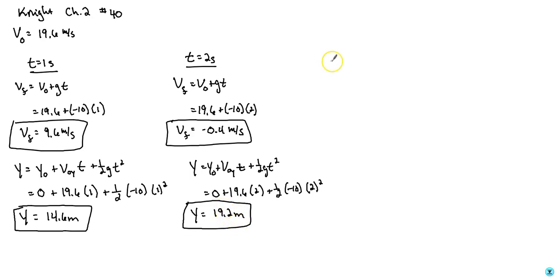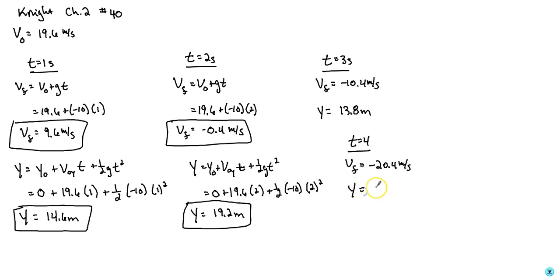All right, if we did the rest of this following the same exact process and just plugging in for the time, for when the time is equal to 3 seconds, we would find that it was traveling at a speed of negative 10.4 meters per second, and that its height would be 13.8 meters. And then for time is 4, we'd find the final speed to be negative 20.4 meters per second, and then its final height would be negative 1.6 meters, which means it's now below where it was thrown.